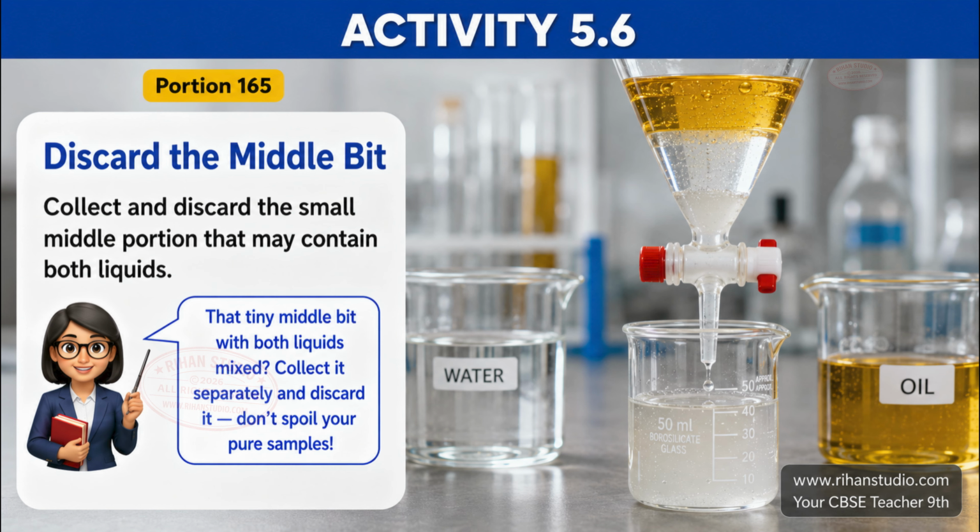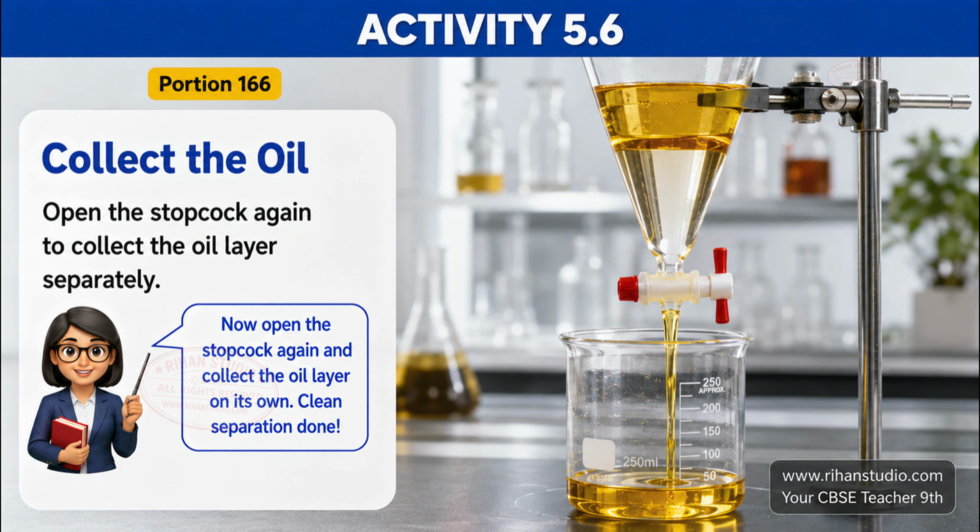Collect and discard the small middle portion that may contain both liquids. That tiny middle bit that has both liquids mixed, collect it separately and discard it. Don't spoil your pure samples. Open the stopcock again to collect the oil layer separately. Now open the stopcock again and collect the oil layer on its own.